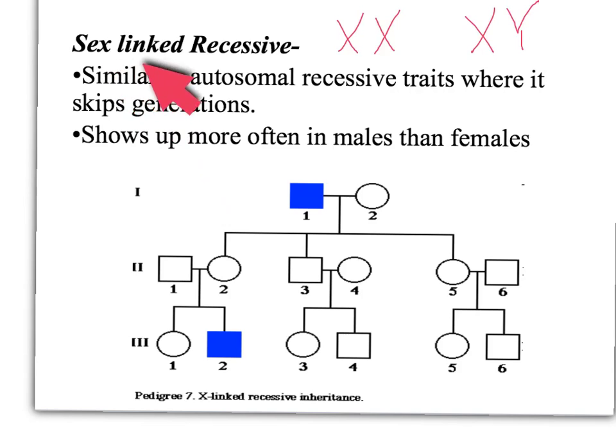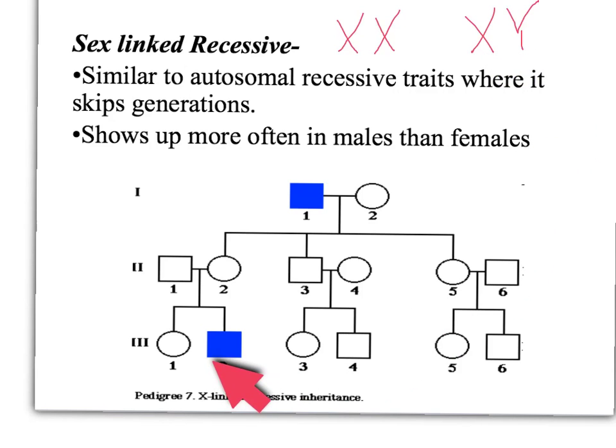So sex-linked recessive traits are similar to autosomal recessive traits where it skips generations. So it can be hidden in your pedigree, but the more important thing is it shows up more often in males than in females. So if I look at this chart right here, I have 1 male, 2 males, and I have no females. And we talked before about how males tend to get traits more often, right, because they have just 1 X. So if there's a recessive trait and it's found on an X chromosome, it's more likely to show up on a male because they only have 1, they don't have another X to mask that trait.